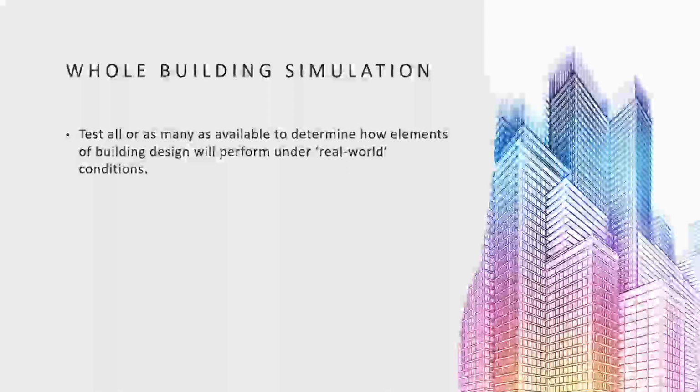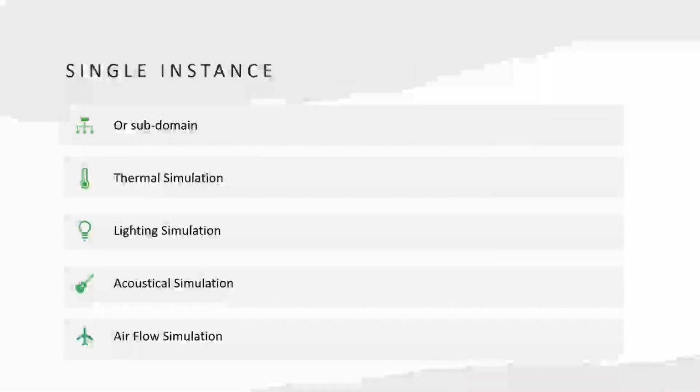The thing that you have to remember is, as you go through the design process and you find out those values, you then have to plug them in and rerun the simulation, because now we have more accurate details, and that's going to change as we go through the design process. And so the single instance, I like to think, is a subdomain of the whole aspect, where we're just isolating one portion of the building. Typically, you're going to see thermal, lighting, acoustical, or airflow.